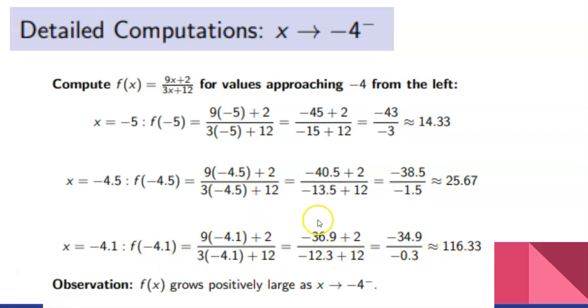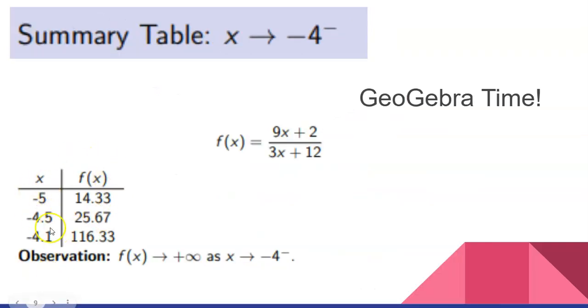From these computations, we observe that f of x grows very large and positive as x approaches -4 from the left. Right, so here's a sample summary table. And now it's GeoGebra time. So let's take more values of x that are less than -4, but extremely close to -4, and observe how the value of y blows up toward positive infinity.